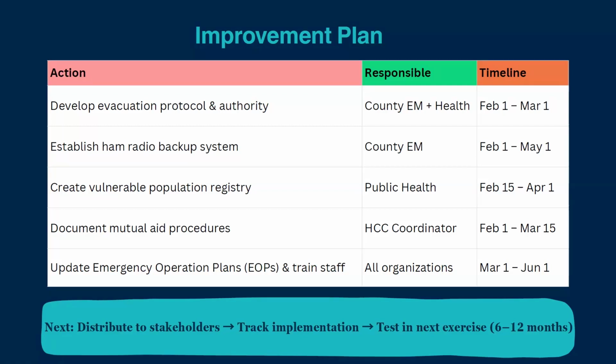We also identified the need to formally document mutual aid procedures, which will be coordinated by HCC coordinator to improve cross-agency response. Finally, all organizations will update their emergency operations plan and complete staff training to align with these changes. The next steps are to distribute this plan to stakeholders, track implementation, and test these updates in next exercise within 6 to 12 months. And coming on to our last slide.